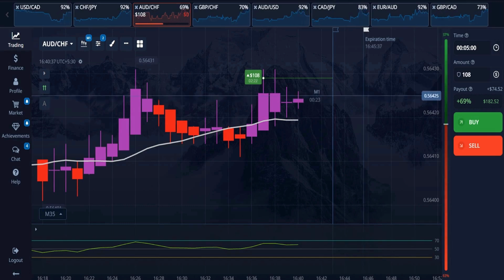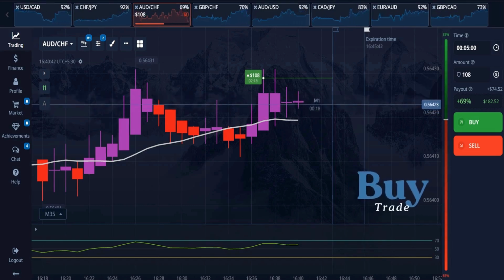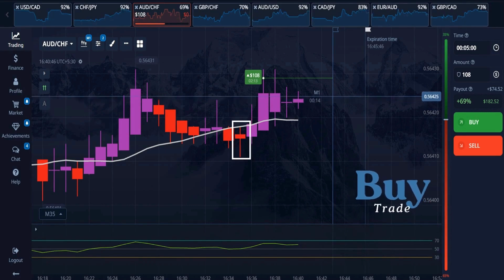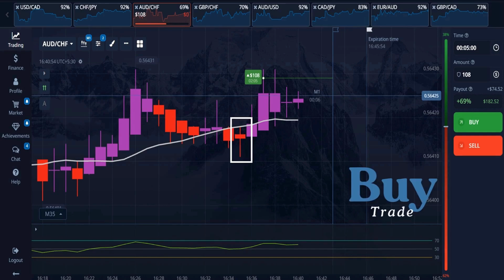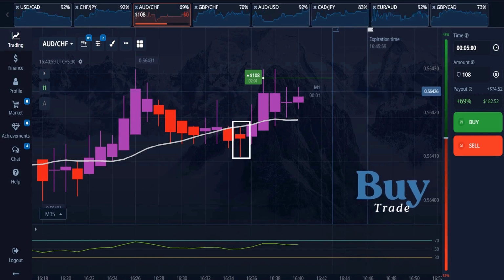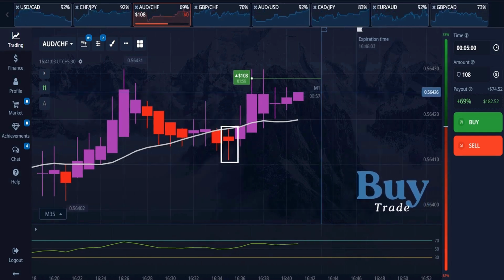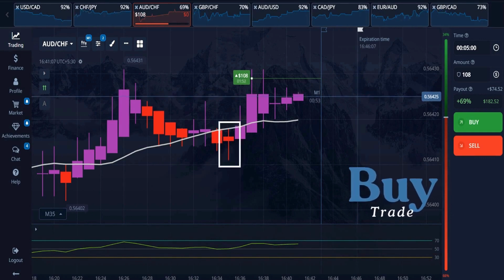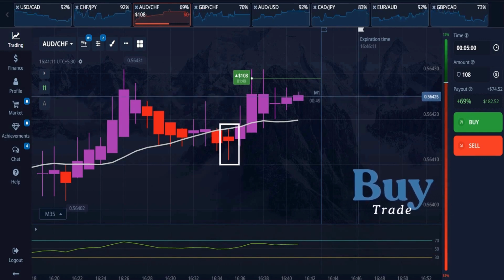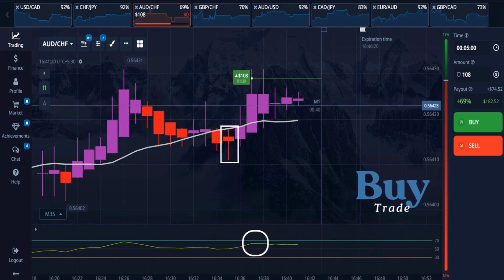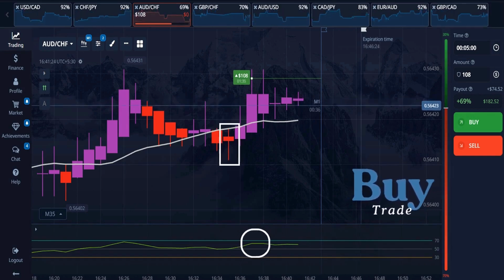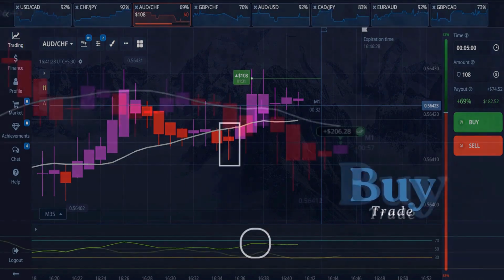Now, let's break down today's strategy. Buy trade setup. Look for an indecision Heikin Ashi doji candle on the chart. A doji candle has a small body with wicks on both sides, indicating indecision. If the doji candle is below the simple moving average, wait for the price to break above the SMA. Once the price breaks above the SMA and the RSI is above the 50 level, enter a buy trade. Set the trade expiry to 5 minutes.